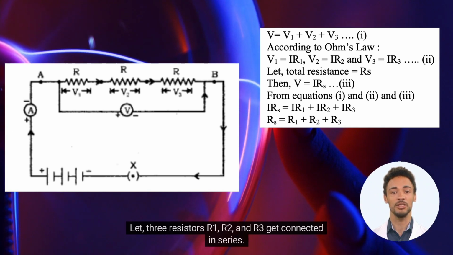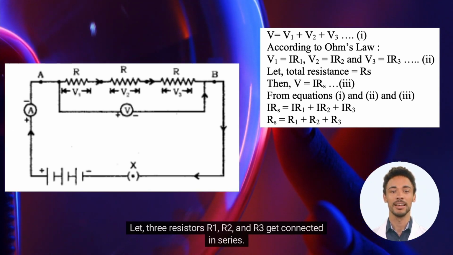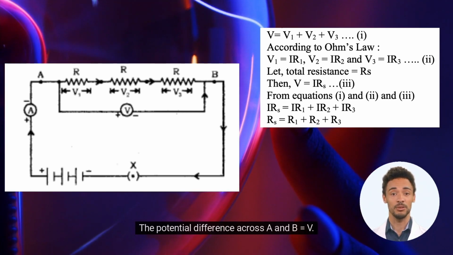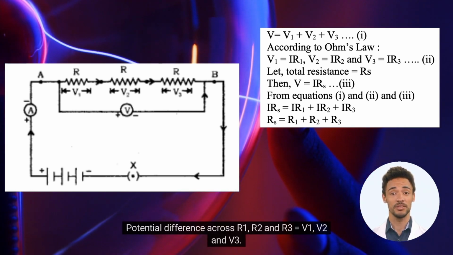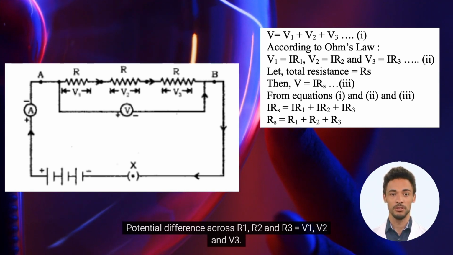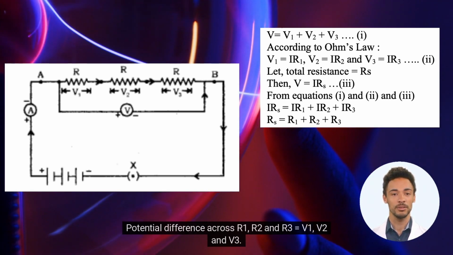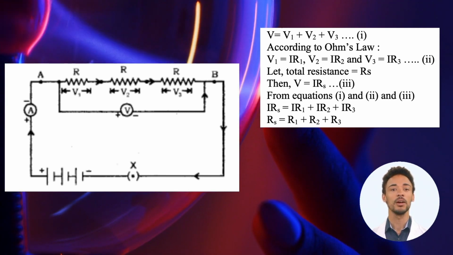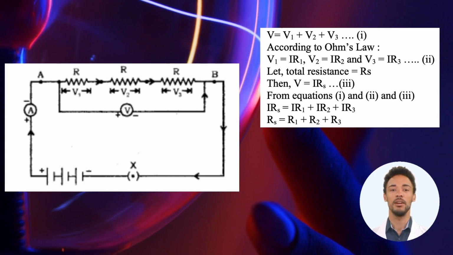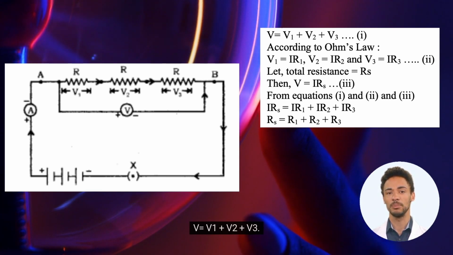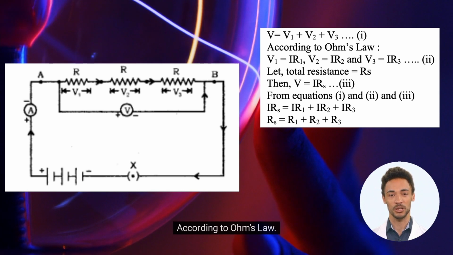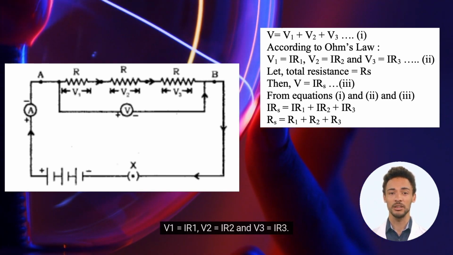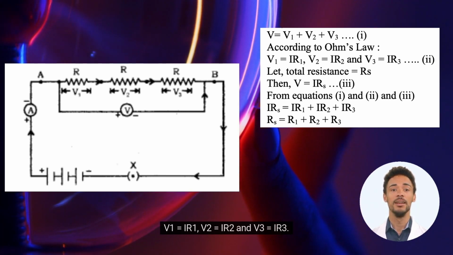Let 3 resistors R1, R2, and R3 get connected in series. The potential difference across A and B equals V. Potential difference across R1, R2, and R3 equals V1, V2, and V3. Current flowing through the combination equals I. We know that V equals V1 plus V2 plus V3. According to Ohm's law, V1 equals IR1, V2 equals IR2, and V3 equals IR3.